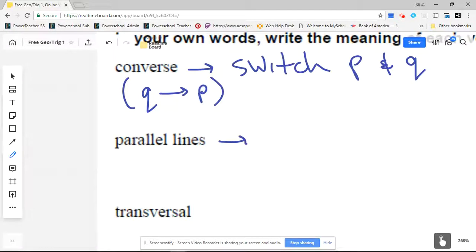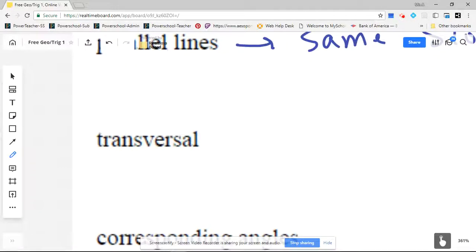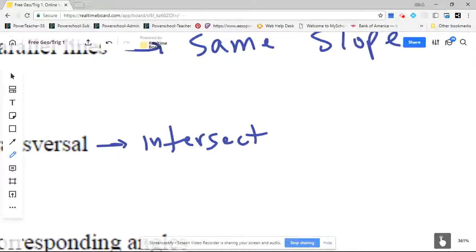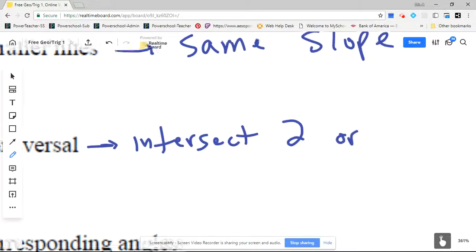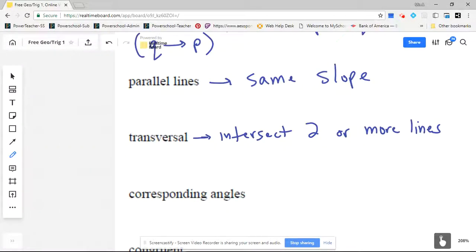Parallel lines, just remind yourself they have the same slopes because we're going to be talking about parallel slopes next section. So parallel lines have the same slopes, same direction. Transversals, they simply intersect two or more lines.